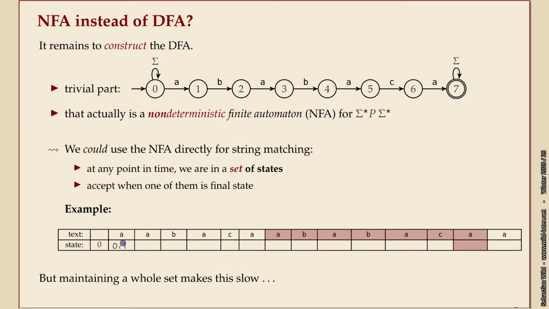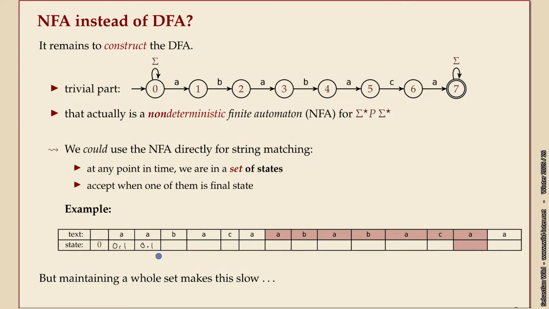But if I'm simultaneously in states 0 and 1 and read another A, as I'm doing now, this first one where I'm in state 1 dies out and I'm stuck. So this has no successors. Whereas the state 0 gives me the same two I had previously. I can go to state 1 or stay. So I'm still in states 0 and 1.